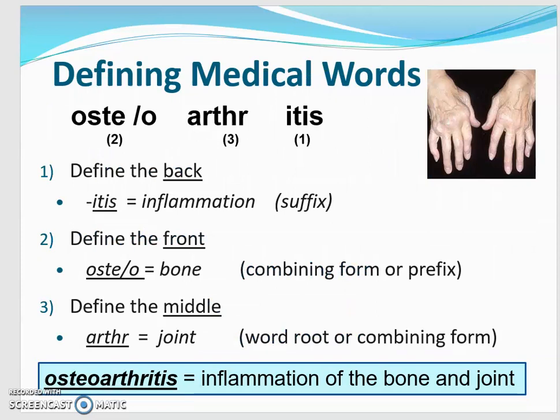So here's how that's going to work. You see a word up here that's broken into pieces. You see that the item marked number 2 is a combining form. Number 3 also is a combining form. You're just not seeing the combining vowel. They didn't put it there. And that part labeled number 1 is our suffix. And you will note that the publisher of these slides did not put a hyphen in front of itis, which is a suffix. So if that were on an exam, that would be a wrong answer. But you know better. You know that it needs to have a hyphen in front of it. So when we define medical words, we define the back first.